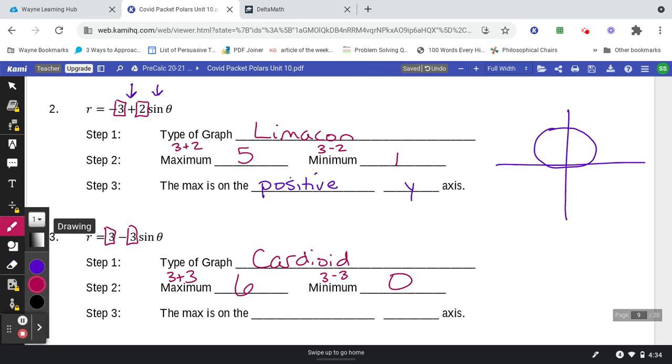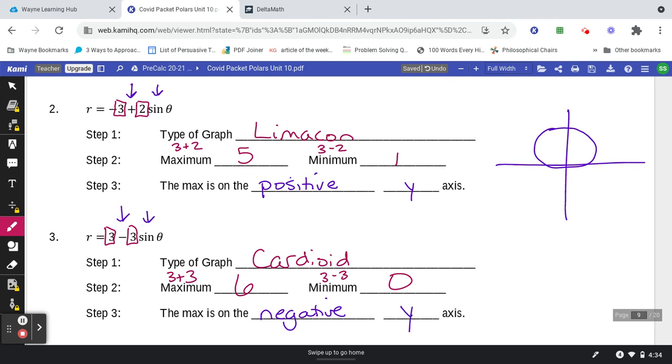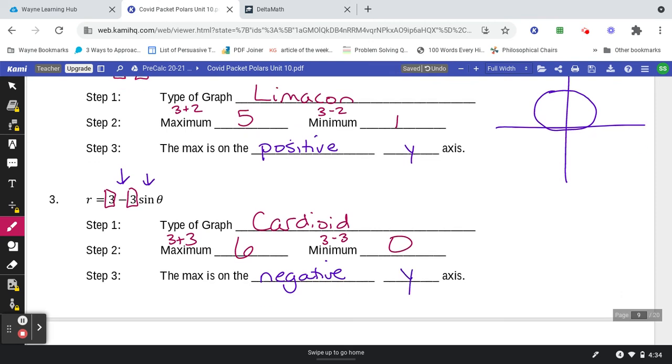All right, and then the maximum. The maximum is on the negative. All right, so negative tells me it's either going to go down or left. And then sine is the y-axis. So that means it's going to go down. So you'll have your cardioid and it'll be kind of somewhere down here. Again, apologize for my drawings, but just to kind of show you where they would end up.